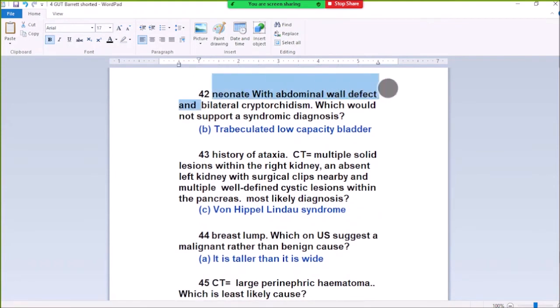42. Neonate with abdominal wall defect and bilateral hydronephrosis, which will not support a syndromic diagnosis: trapezoidal low capacity bladder. But this is prune belly syndrome, so in that there will be a trapezoidal low capacity bladder also.